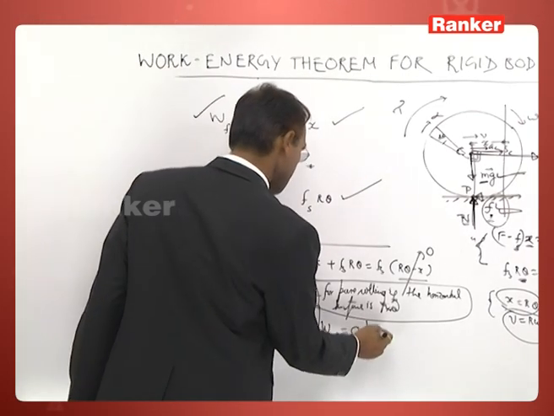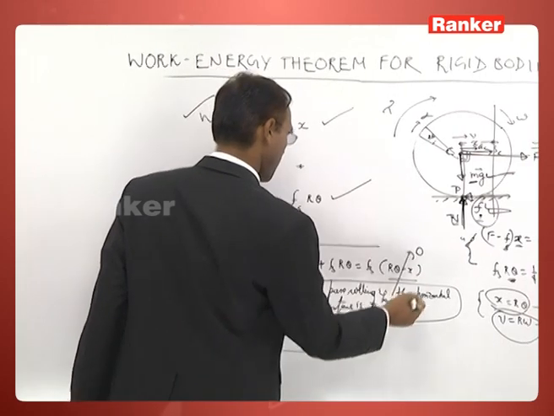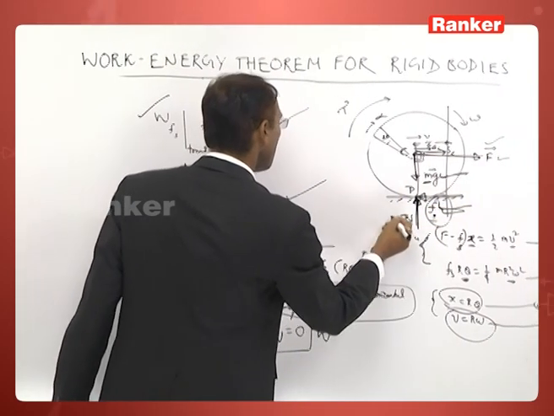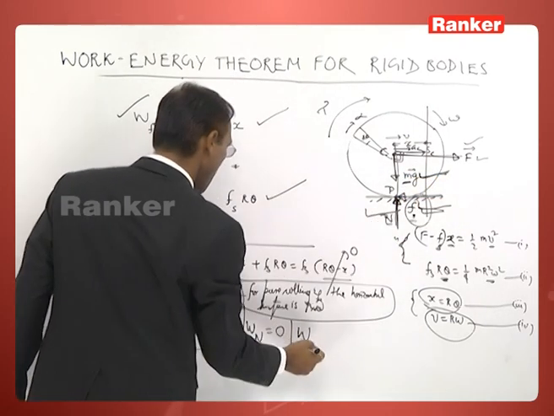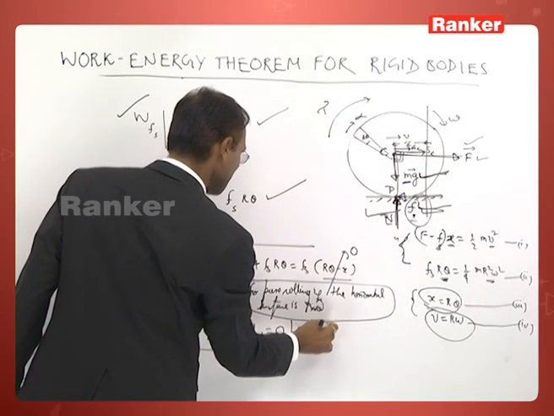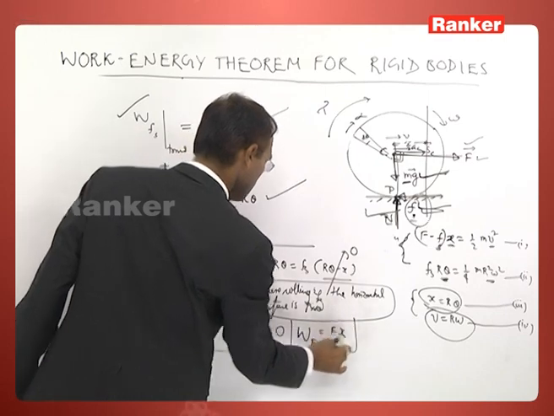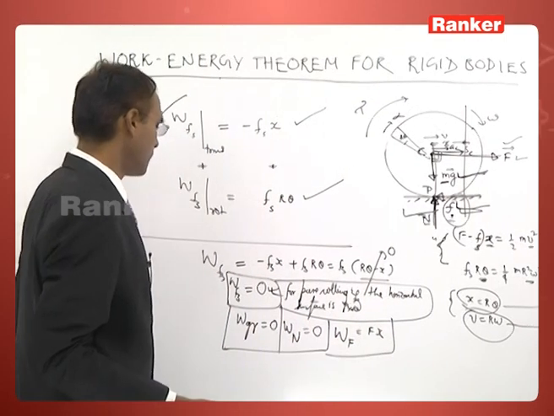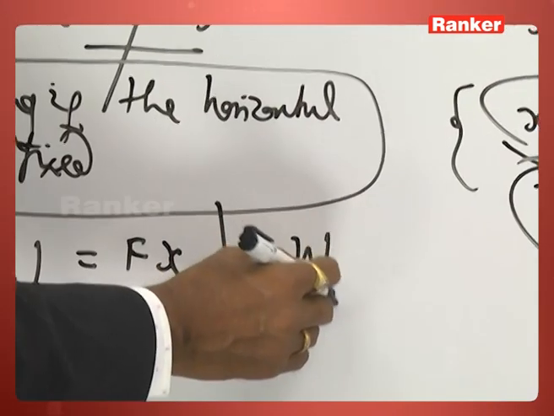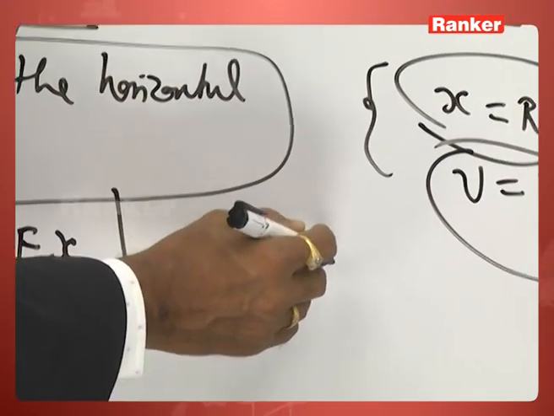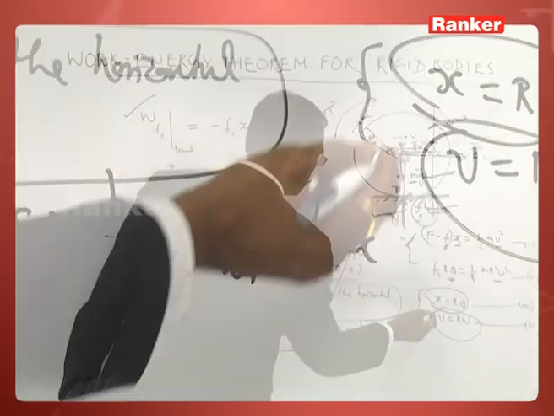Work done by static force of friction 0. Work done by normal reaction 0. Work done by gravity will be 0. And work done by the applied force is equal to F into x. So the net work done will be equal to F into x.